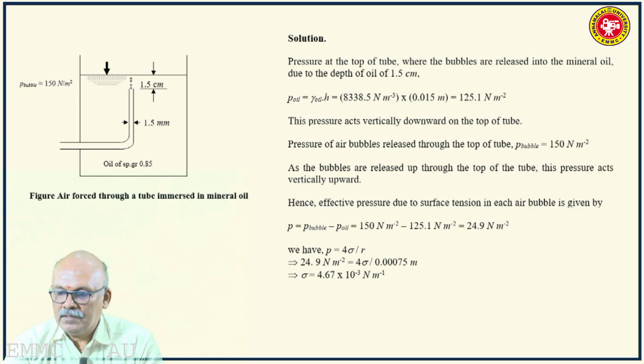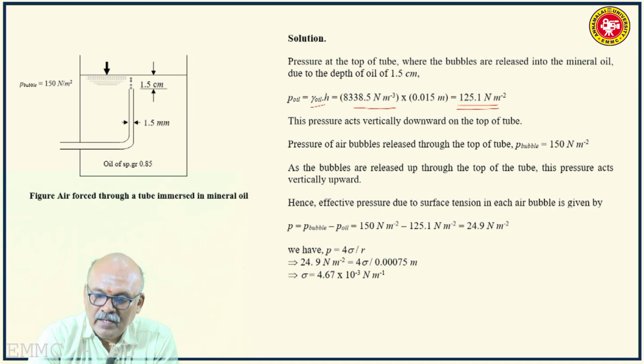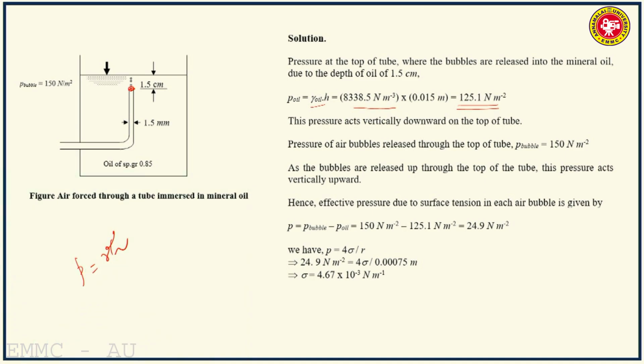Now the pressure at the top of the tube where the bubbles are released into the mineral oil, due to the depth of oil of 1.5 centimeter, will be specific weight of oil multiplied by h, that is 125.1 Newton per meter square. So the pressure prevailing at the top of the tube will be... pressure increases with depth. We will see about pressure in the next topic, fluid pressure and measurement. So for the time being, you take this expression.